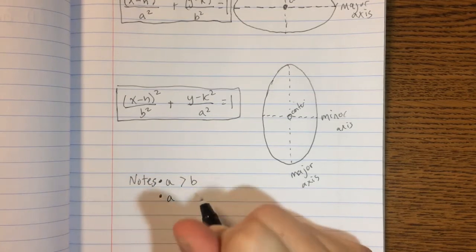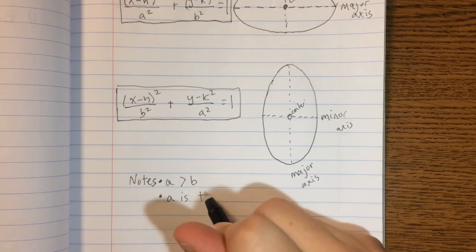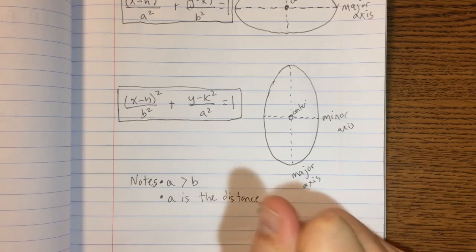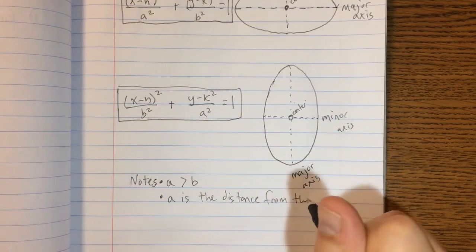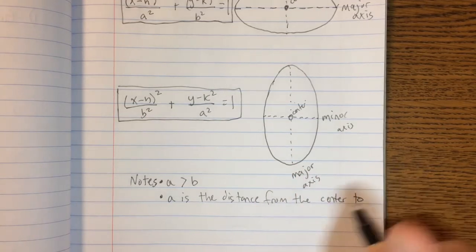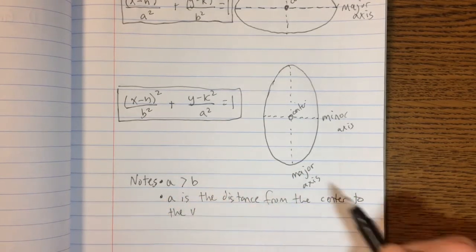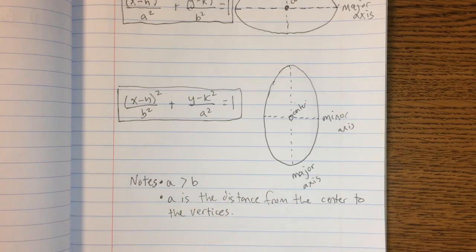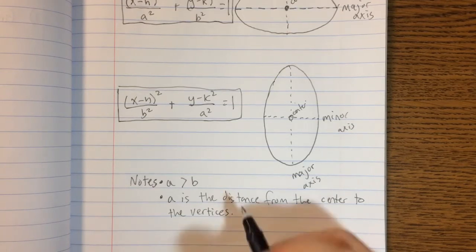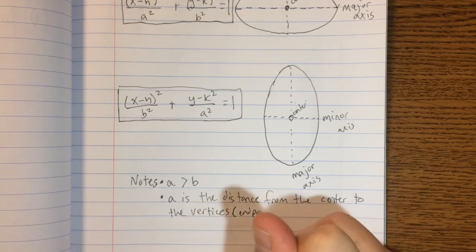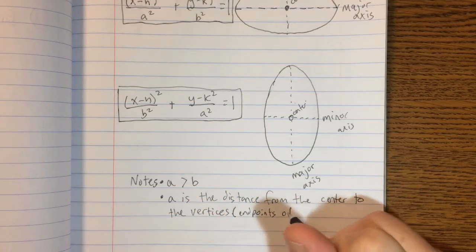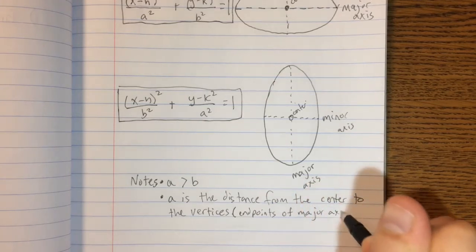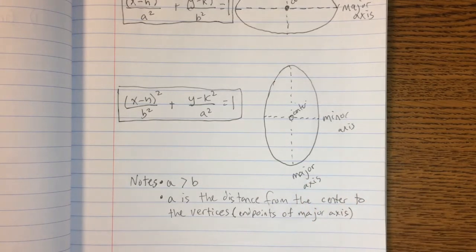So in both of these cases, A is the distance from the center to the vertices. Okay? So when I talk about vertices in the context of an ellipse, the vertices are the endpoints of the major axis. So they're the absolute furthest point from the center? That's correct, yeah, the absolute furthest point from the center that's still on the ellipse.